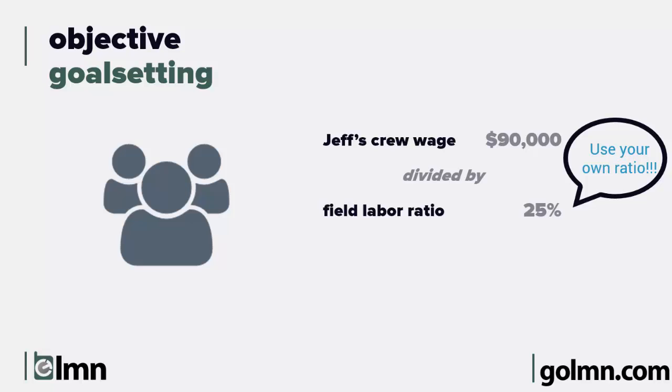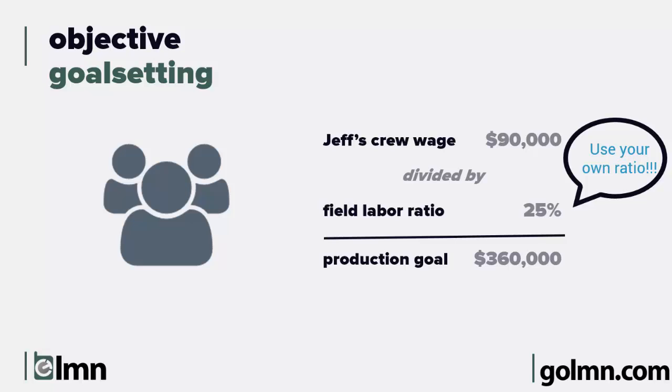So assuming my ratios are accurate, I've got Jeff's wage at $90,000. I divide that by our company's, or that division's, if it's a division budget, field labor ratio of 25% to arrive at a production goal for Jeff's crew. And that production or sales goal is $360,000. Jeff's crew needs to produce $360,000 worth of work in order to make his wages 25% of sales.